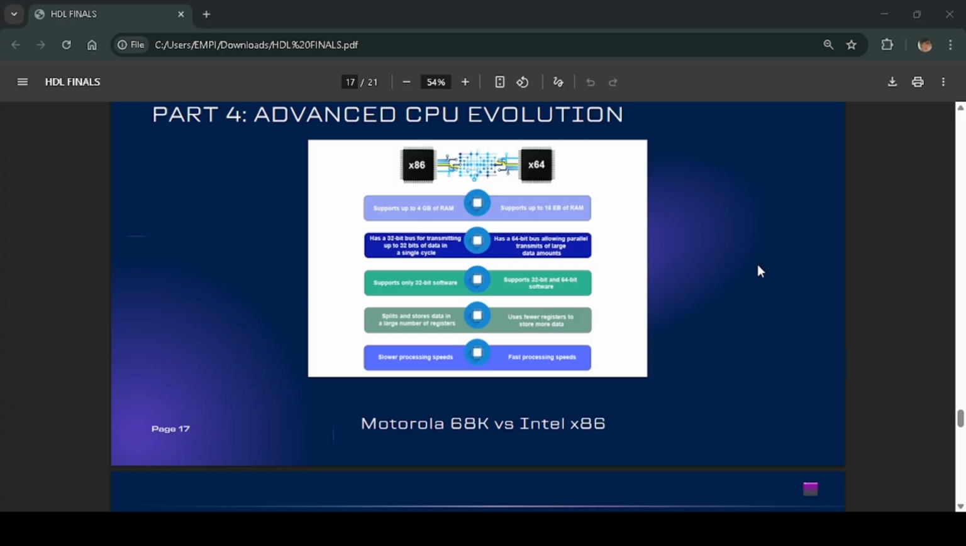Today, this line is blurred. Modern x86 chips use RISC-like cores inside, translating complex CISC instructions into streams of simple micro-ops for execution. Now, the Motorola 68K versus the Intel x86. This duel was personified by the Motorola 68K and Intel x86.